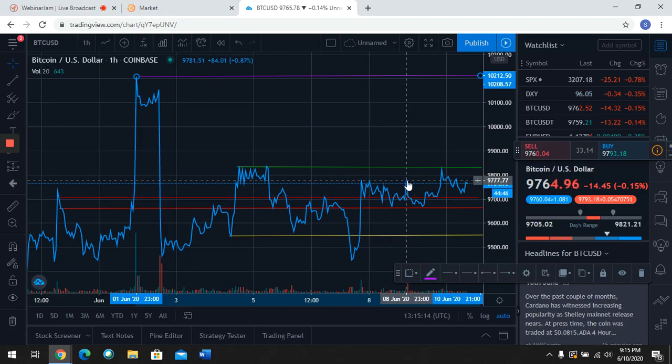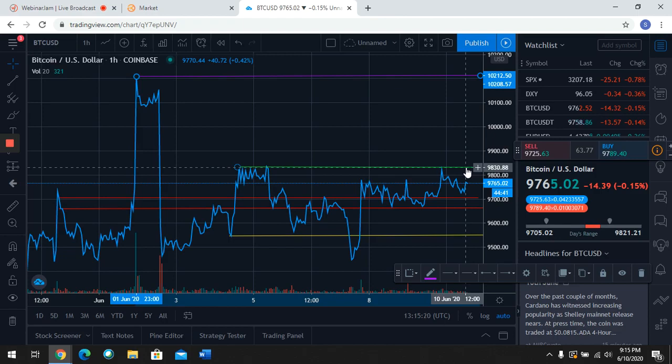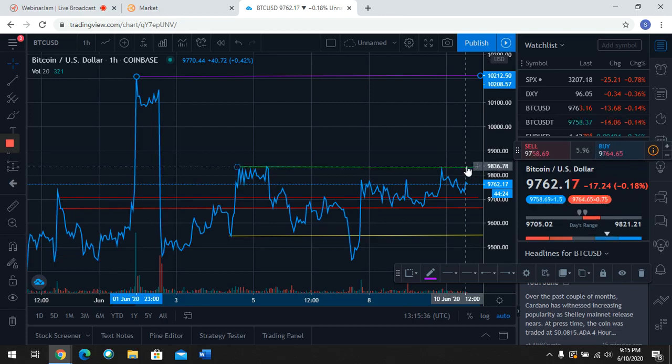So do put a note there. Whenever Bitcoin is heading towards the 9,800 level, it is trying to create a new high. They're going to try to break this resistance level at 9830, this green line here. Let's make it 9830, and if Bitcoin is able to break that trend, then you will see the Bitcoin price flying higher. If you look at our platform, you will see a lot of sellers just waiting there.